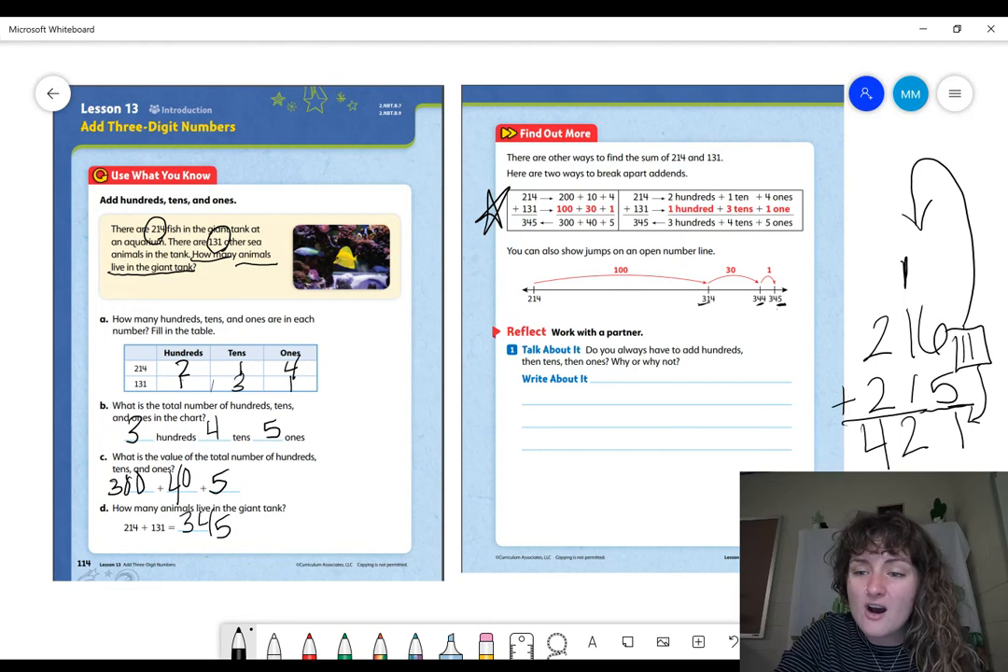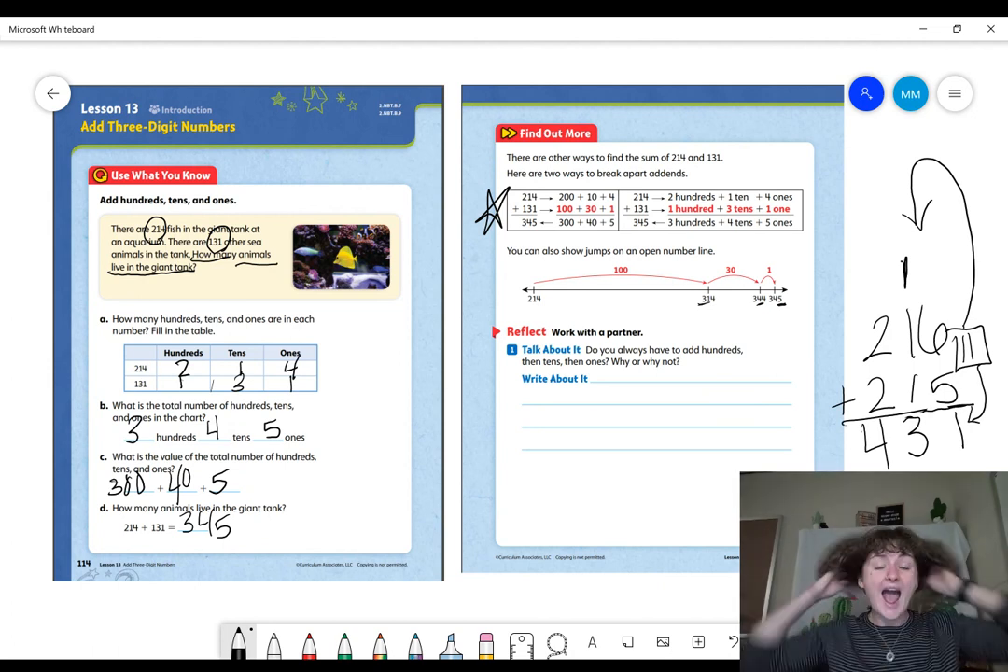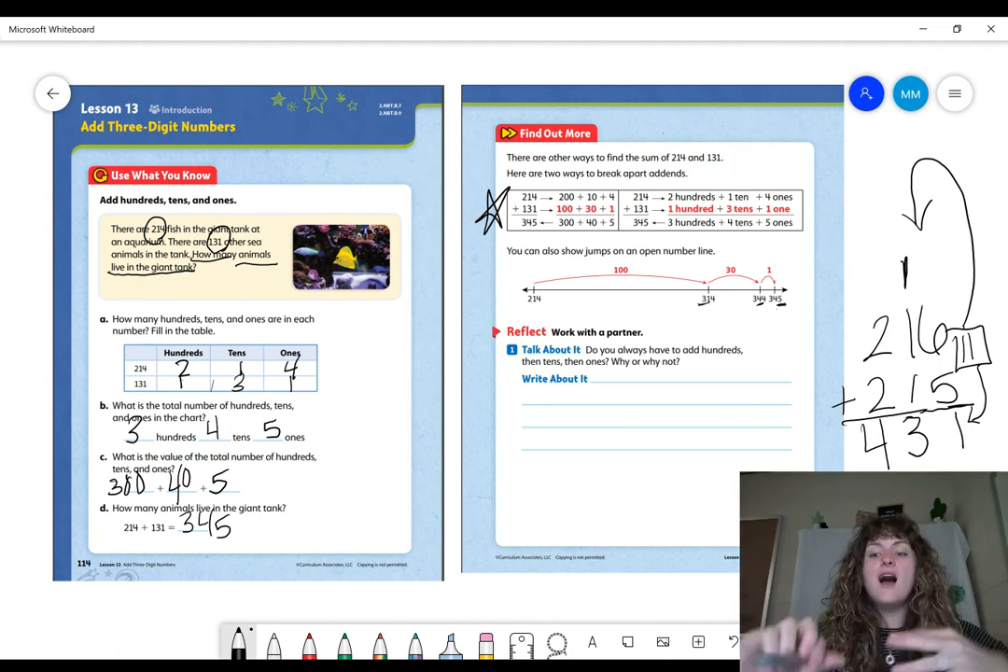So my 1 ten in 11 has to move up to the tens place. So now I have 1, 2, 3 tens. I don't have too many tens, so I can move to my hundreds place. So 2 plus 2 is 4. So when we are adding, should we start with the hundreds or should we start with the ones?